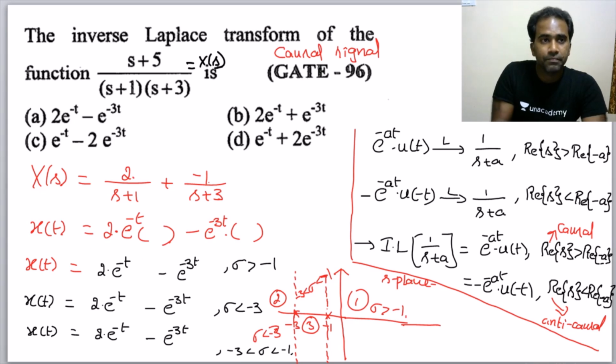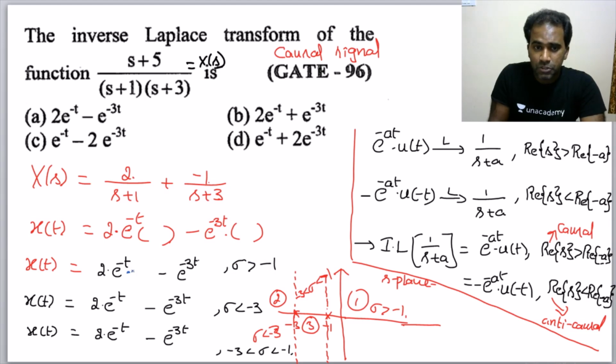Observe it carefully. Now, since you're talking about sigma greater than -1, if this ROC is given, you're talking about a right-sided signal, because the ROC is right-sided. A right-sided ROC corresponds to only a right-sided signal. So the time domain signal is a properly right-sided signal, definitely, because the ROC is right-sided.